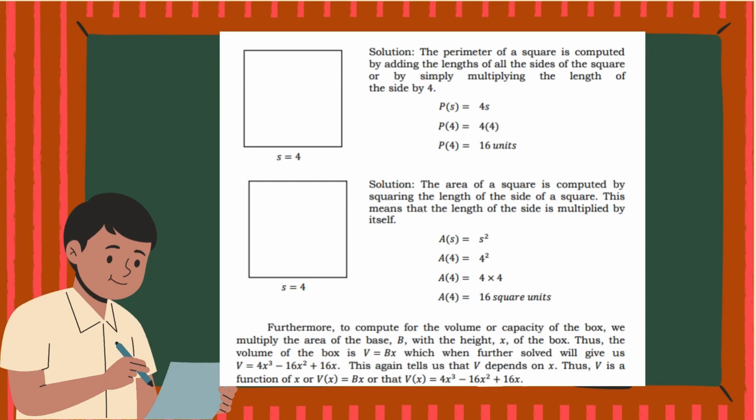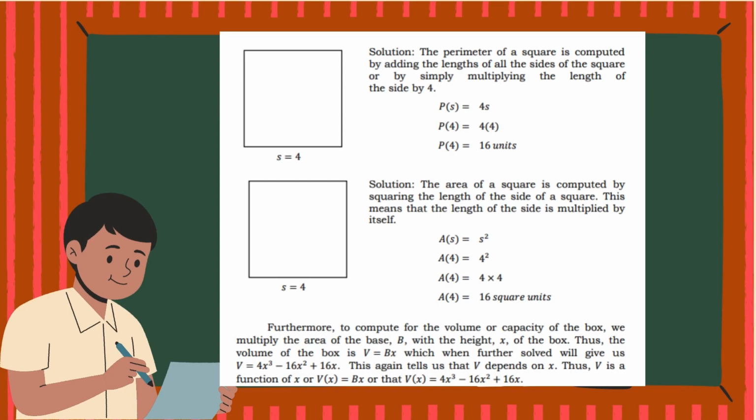Furthermore, to compute for the volume or capacity of the box, we multiply the area of the base B with the height x of the box. Thus, the volume of the box is V equals Bx, which when further solved will give us V equals 4x cubed minus 16x squared plus 16x. This again tells us that V depends on x.